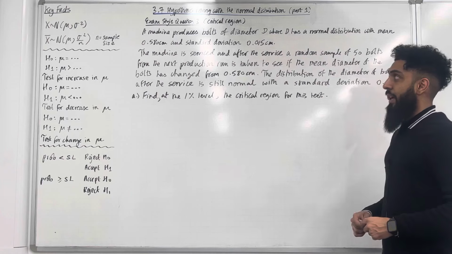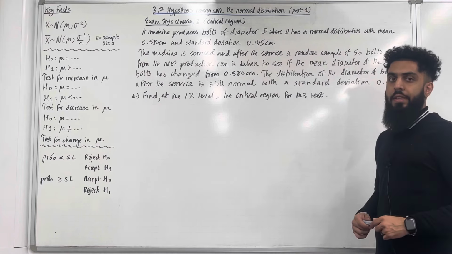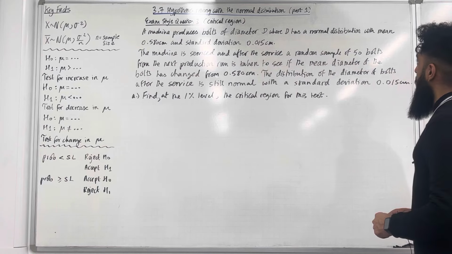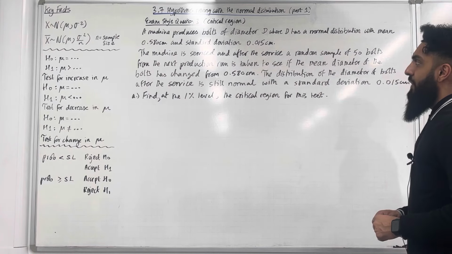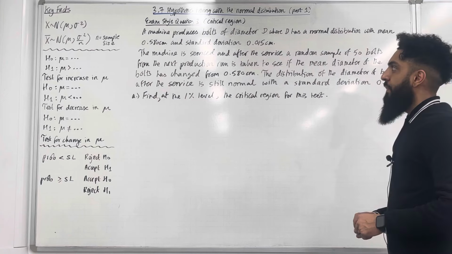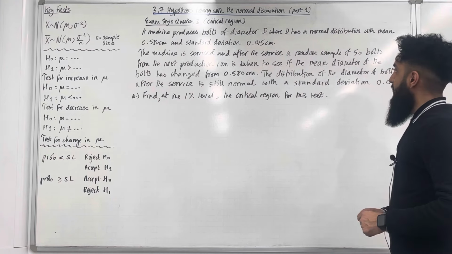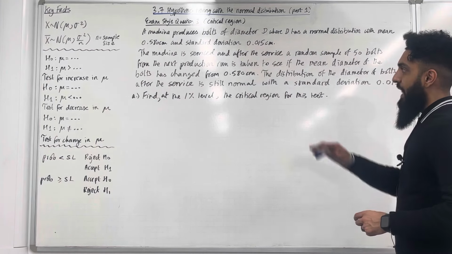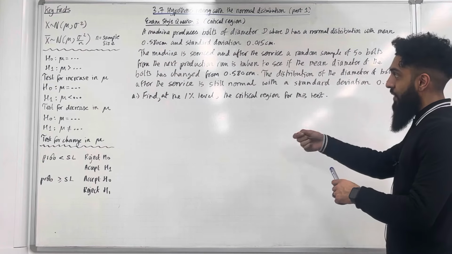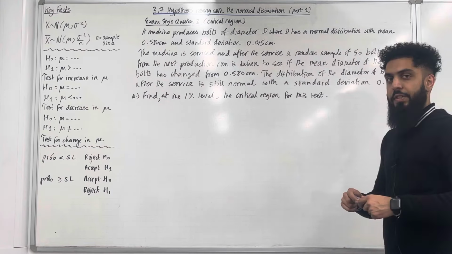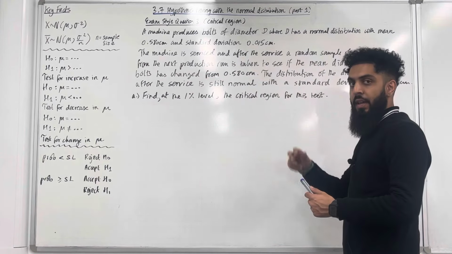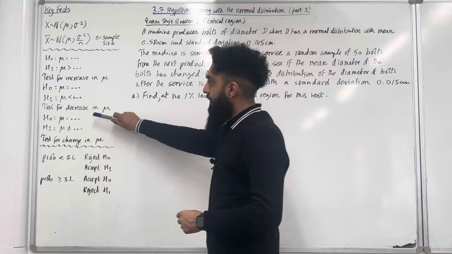So in this exam style question, I'm going to explain how to find the critical region. A machine produces bolts of diameter d where d has a normal distribution with mean 0.580 centimeter and standard deviation 0.015 centimeter. The machine is serviced, and after the service, a random sample of 50 bolts from the next production run is taken to see if the mean diameter of the bolts has changed from 0.580 centimeter. The word changed is used, which indicates a two-tailed test, and so the hypothesis will follow this format over here.